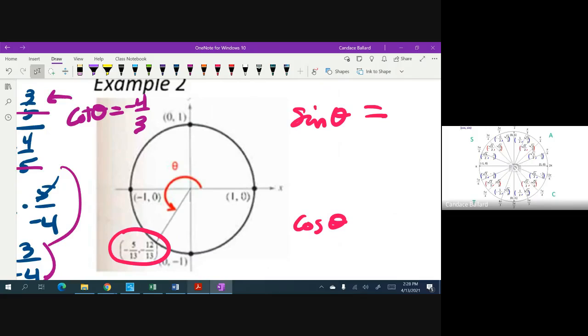All right, I'm liking what I'm seeing. Okay, and you got to watch the signs. I saw one or two miss the negative. Okay, so we've got negative 12 over 13.